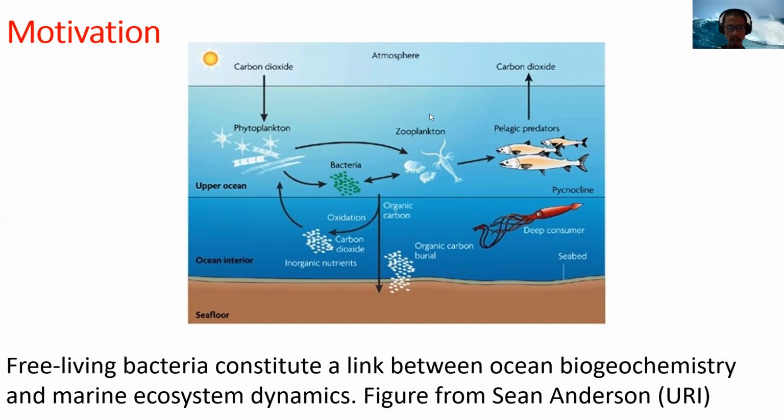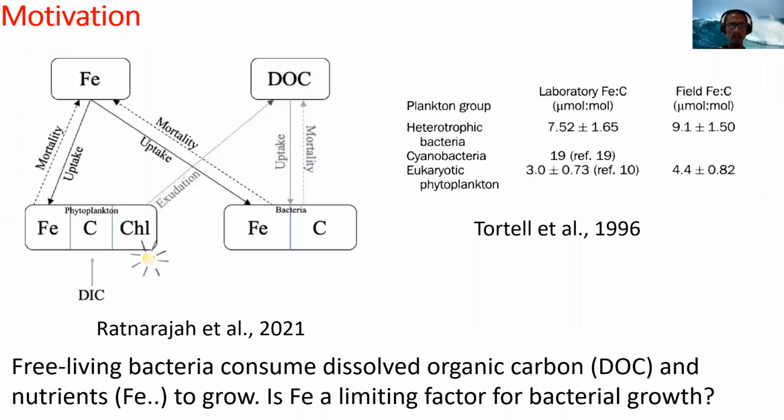Also, bacteria can be eaten by zooplankton, so bacteria can control the flow of carbon and nutrients in the marine ecosystem, and they constitute a link between ocean biogeochemistry and marine ecosystem dynamics. In the ocean, bacteria require nutrients like iron and dissolved organic carbon for their growth, and some studies have shown that bacteria can require much more iron than phytoplankton, and also in a bacterial cell, the iron content can be much more than that of phytoplankton. So there is potentially competition between bacteria and phytoplankton for iron.